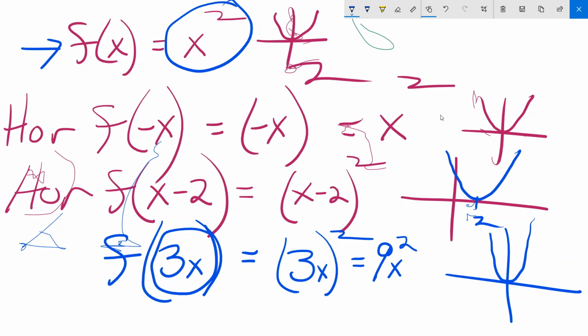That's it. I've just covered all of the possible translations you can have. There are 3 vertical, there are 3 horizontal. That's it. Can't do anything else to a function.